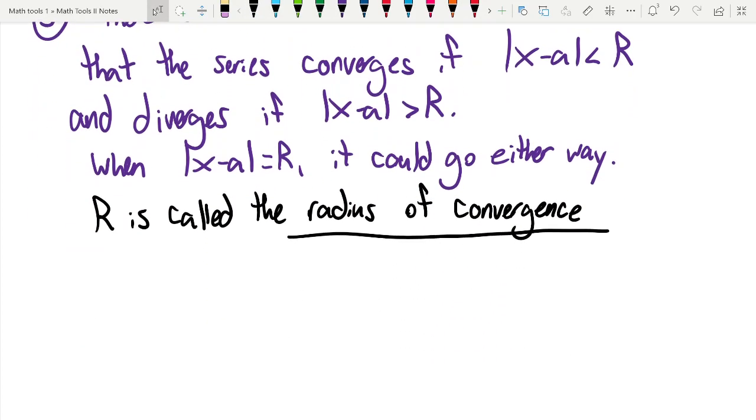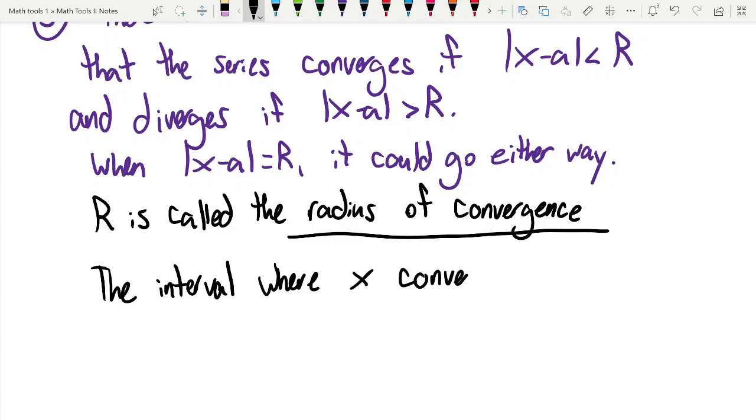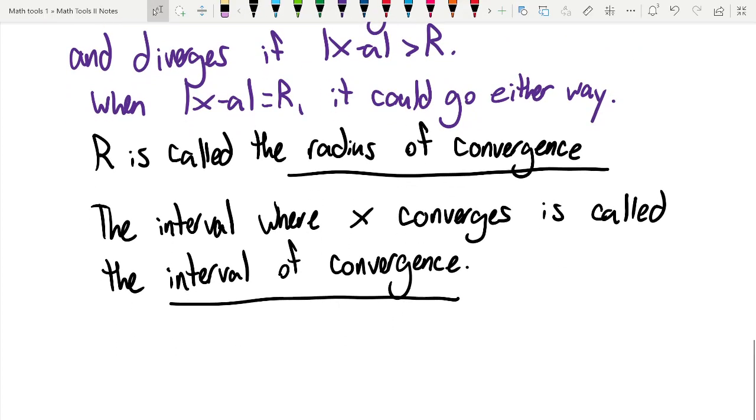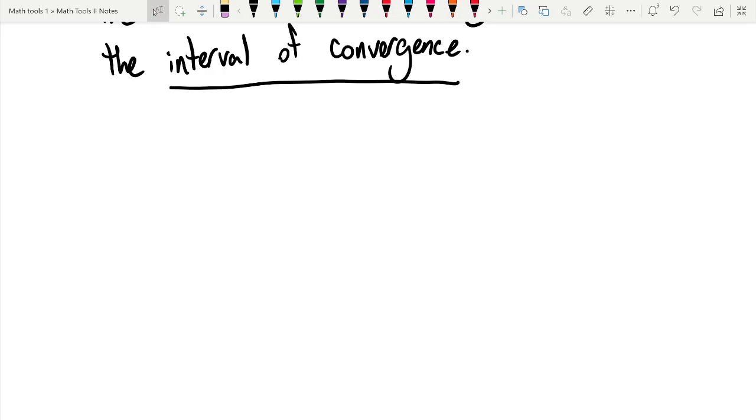Okay. So the interval where x converges naturally is called the interval of convergence. So typically for a power series, we're going to try to find the interval of convergence, which will give us our radius of convergence if we want that. Okay. So let's go ahead and look at how we can find that then.